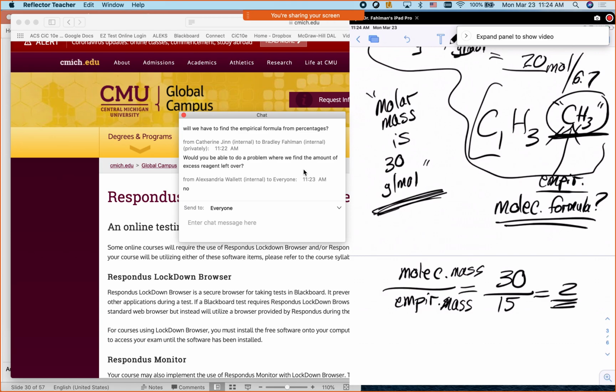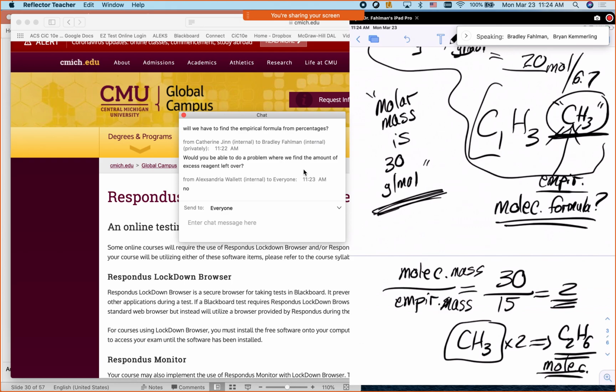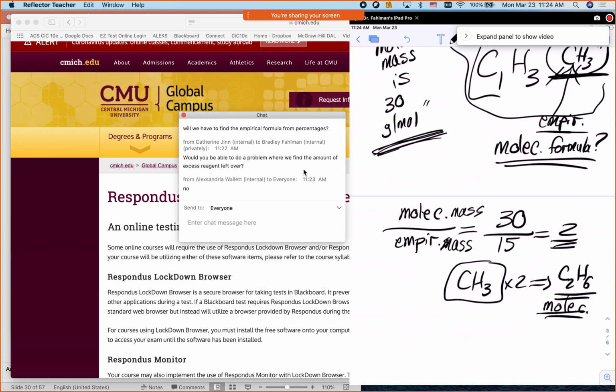Okay, so there's a difference of 2 in that, and so what that means is that you have to multiply this empirical formula by 2. So in other words, it would be C2H6 as the molecular formula. So hopefully that makes sense to everybody.